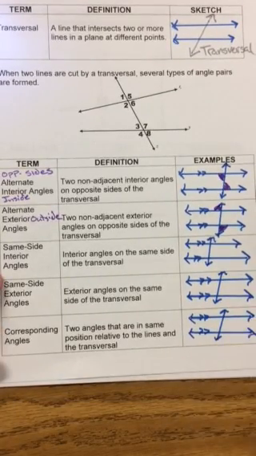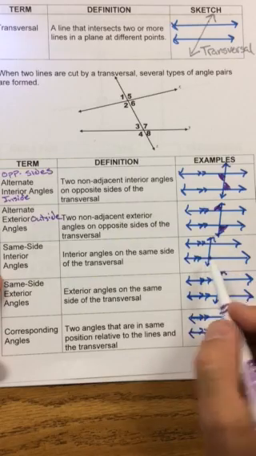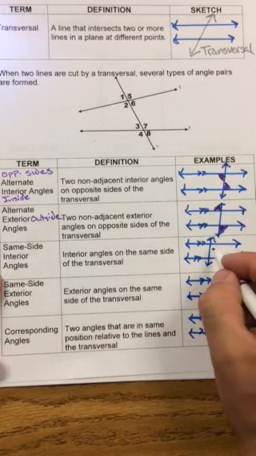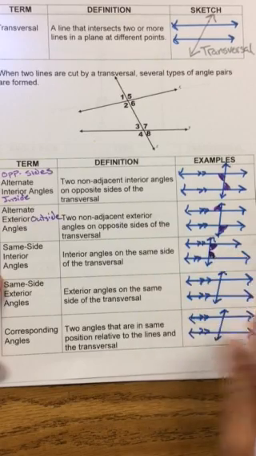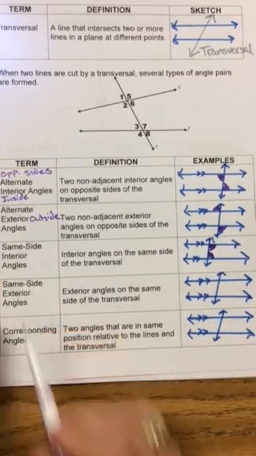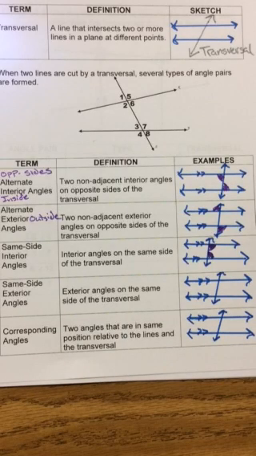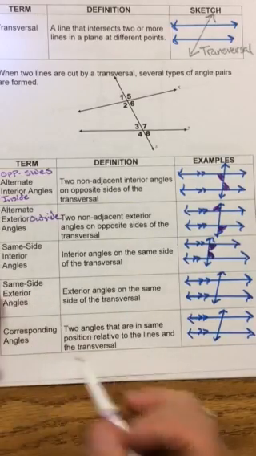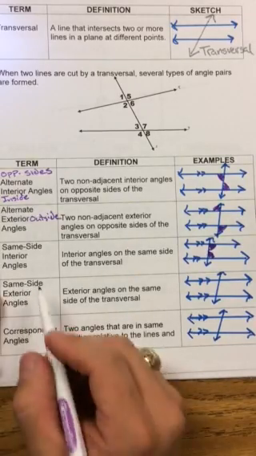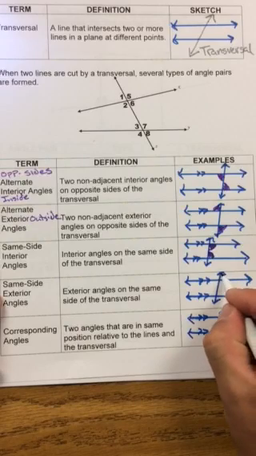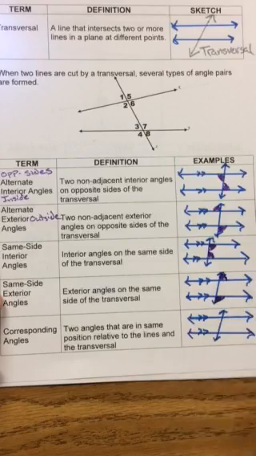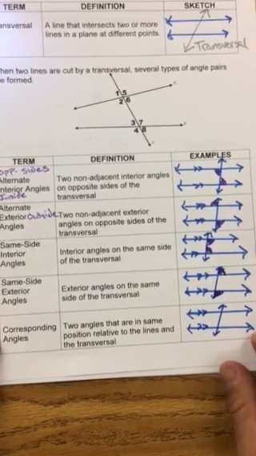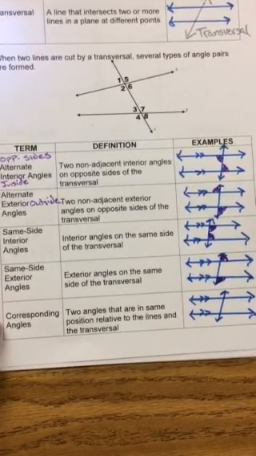Same side interior angles. Same side of the transversal, interior, inside my parallel lines. Go ahead and mark two angles right here. Those two angles are same side interior angles. Same side exterior angles. Again, same side of the transversal. Exterior means outside. So I'm going to go ahead and mark those right here. They're on the same side of my transversal. They are outside my parallel lines, which makes them same side exterior angles.